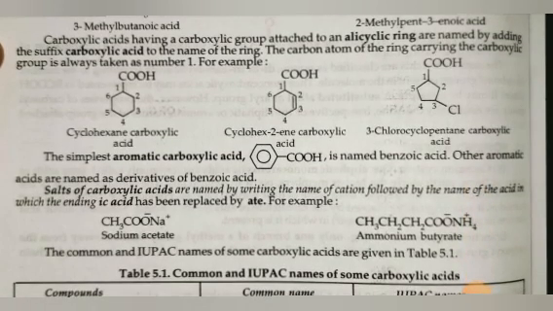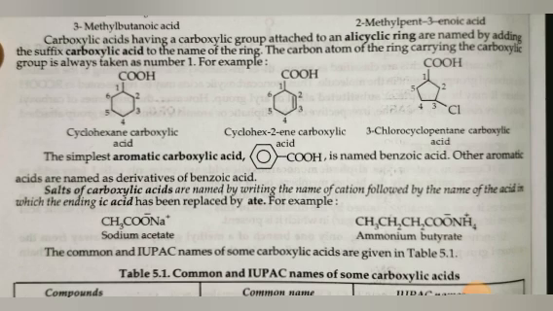Carboxylic acids having a carboxylic group attached to an alicyclic ring are named by adding the suffix carboxylic acid to the name of the ring. The carbon atom of the ring carrying the carboxylic group is always taken as number 1. For example, cyclohexane carboxylic acid, cyclohexene-2-ene carboxylic acid, and 3-chloro cyclopentane carboxylic acid.